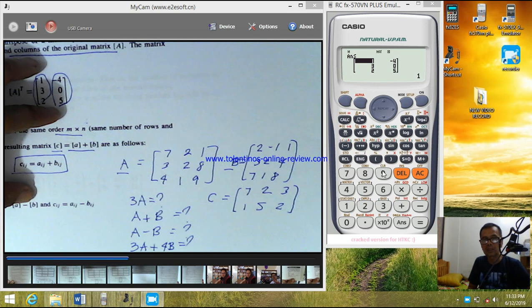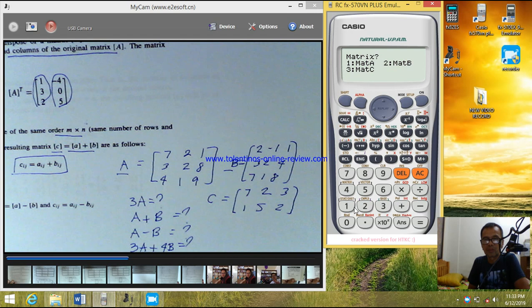Gamit na lang tayo ng calculator, ha. Punta ka sa mode 6 ulit. Input mo yung 1 and then ano to, 3 by 3. Input mo na yan. 7, 2, 1, 3, 2, 8, and then 4, 1, and 9. There. So, hindi ka pwedeng mag-mode matrix ulit. Let's review. 7, 2, 1, 3, 2, 9, 4, 1, 9.